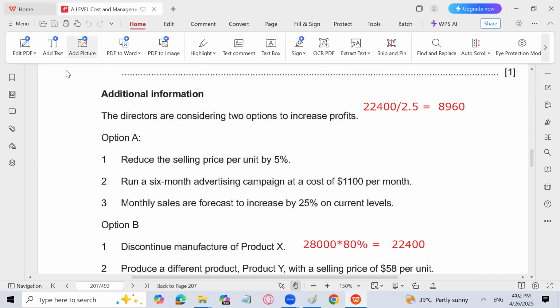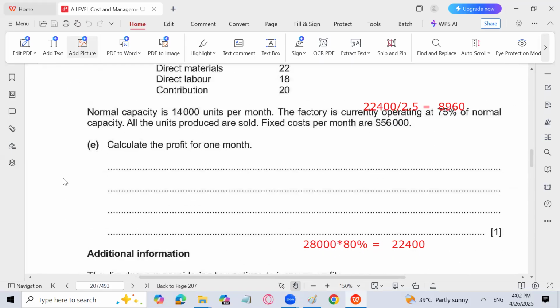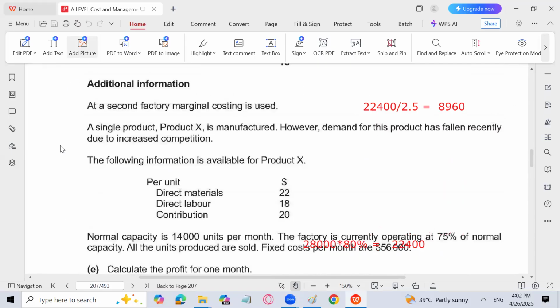That has come in, again, marginal costing, and it is in May, June 22. Let's solve that. At a second factory, marginal costing is used. Sir, why does the question start from behind, in the middle of the question? Because in both these papers we have absorption and marginal together, so we are only taking the marginal part for the solution. We are not going for absorption. That is the reason we are seeing it like this: at a second factory, marginal costing is used.